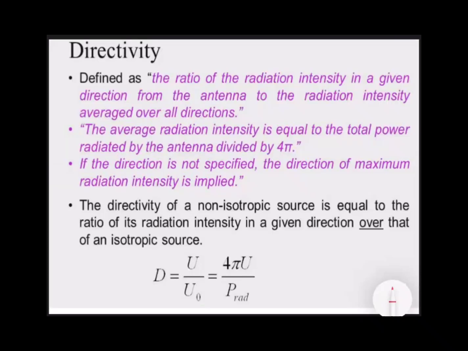The radiation intensity is also one of the important parameters which helps us to know about the directivity. So the next term we are understanding is directivity. The directivity is defined as the ratio of maximum radiation intensity in a given direction from the antenna to the radiation intensity averaged over all the directions. Directivity is nothing but a ratio, and it is important in terms of the antenna.